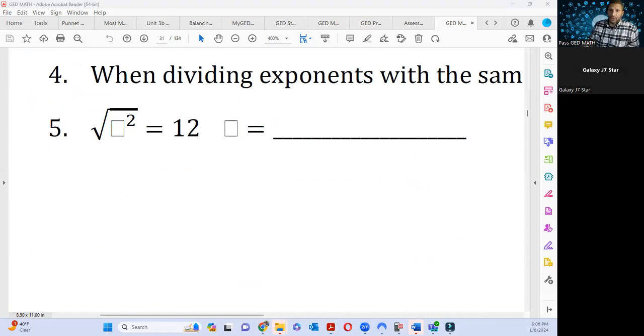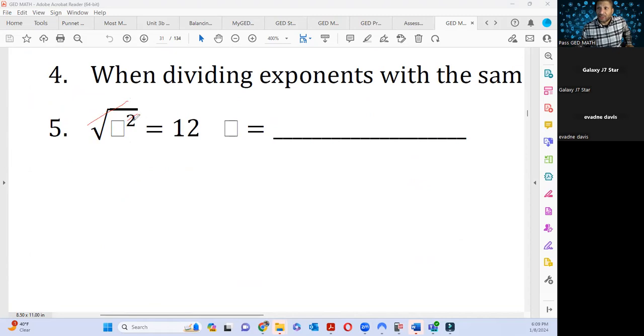What you should know is that square and square root are inverse operations. So what happens is this square and this square root cancel each other out. So that answer is just 12. So the square root of 12 squared is equal to 12. That's another way for them to see if you understand that square and square root cancel each other out. But most people get it wrong because they're not used to seeing it in that manner.